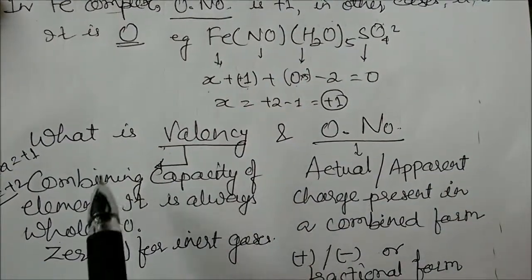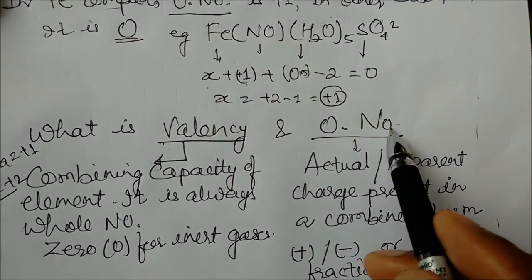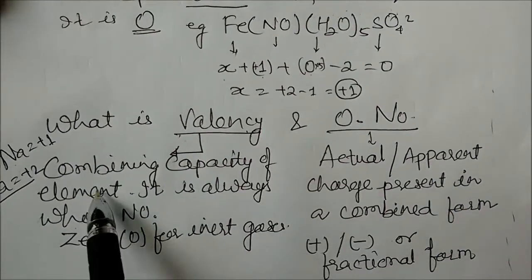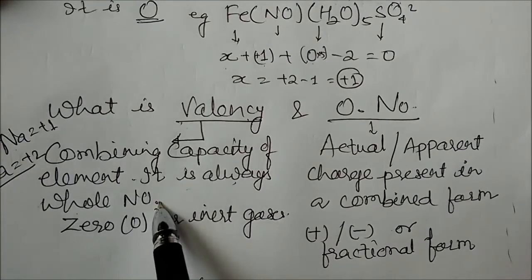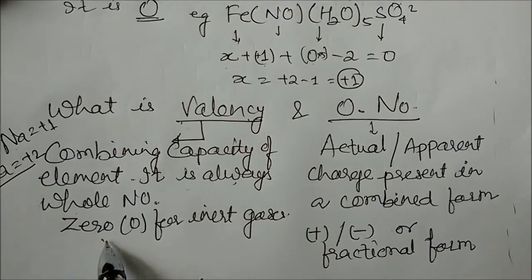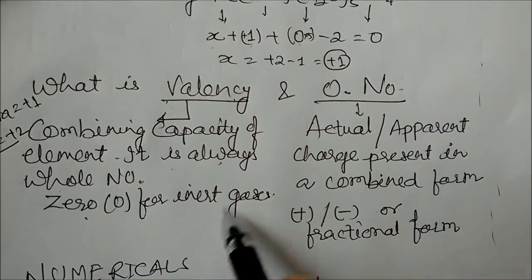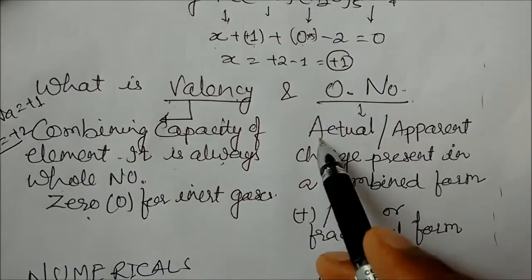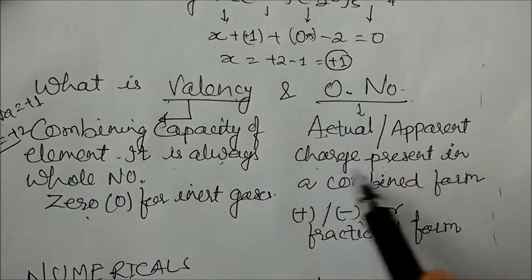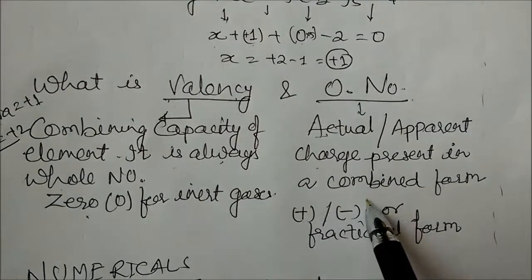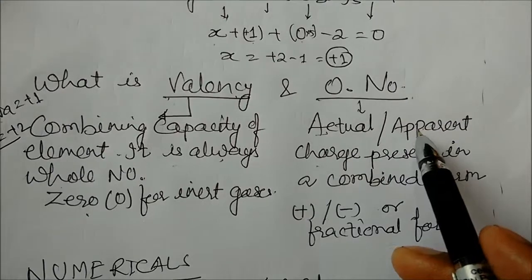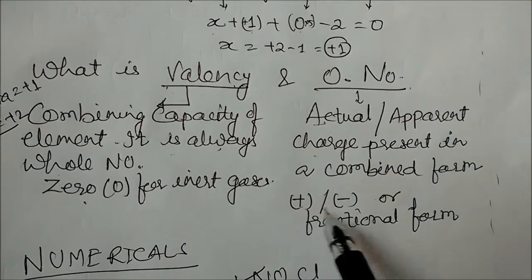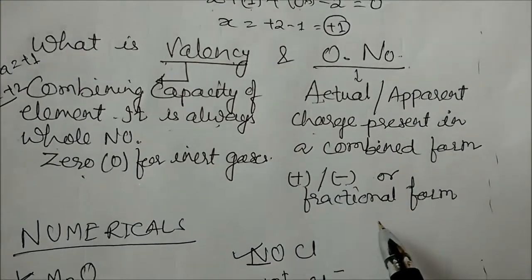Now we see what is valency and what is oxidation number. Valency is nothing but the combining capacity of the element. It is always a whole number, and it can be 0, which is valid for inert gases. What is oxidation number? It is the actual or apparent charge present in a combined form. Charge can be real, it can be imaginary, and it can be positive, negative, or fractional.